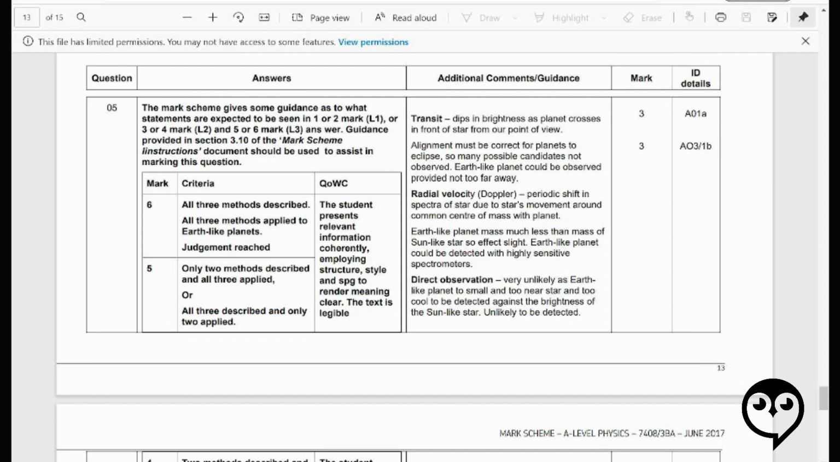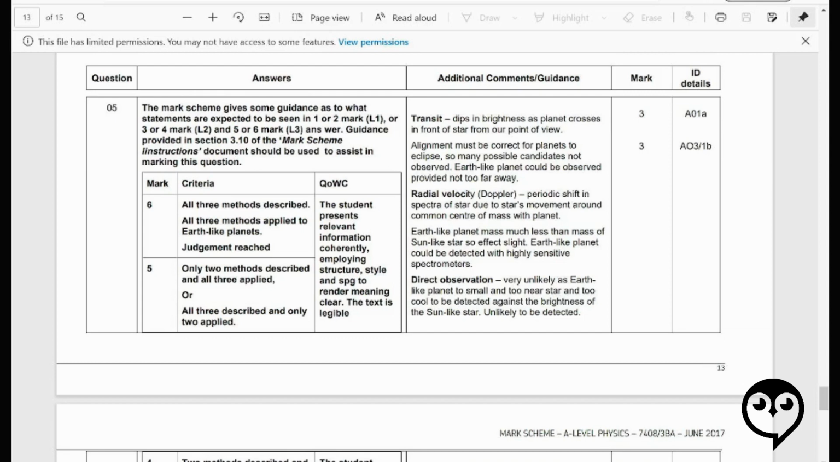With this, the planet's mass is much less than the mass of the star, so it would be a pretty slight effect. But you might be able to detect the planet still, and then you could just have a direct observation. Direct observation is probably very unlikely. It's a little bit too far away. It's too small. It says here it might be too near the star and too cool to be detected against the brightness of the star.